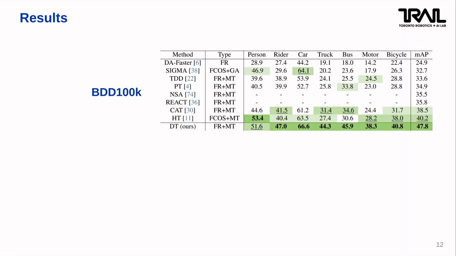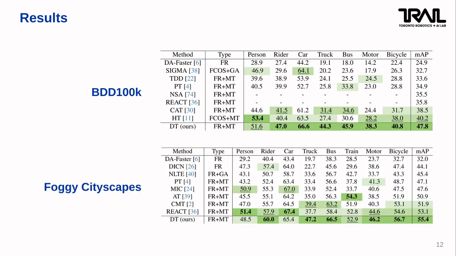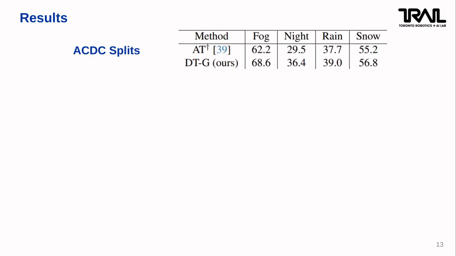Finally, we present some key results. On BDD, we obtain state-of-the-art performance by a very large margin, particularly on rare classes such as trucks, buses, and motorcycles. We also obtain state-of-the-art performance on Foggy Cityscapes, even if the domain gap is small. Foggy Cityscapes uses the same labels as Cityscapes, and so mean teacher approaches should generate accurate pseudo-labels, but our labeler still performs better. We also highlight that our method performs better on all test splits of the ACDC when compared to a mean teacher baseline.